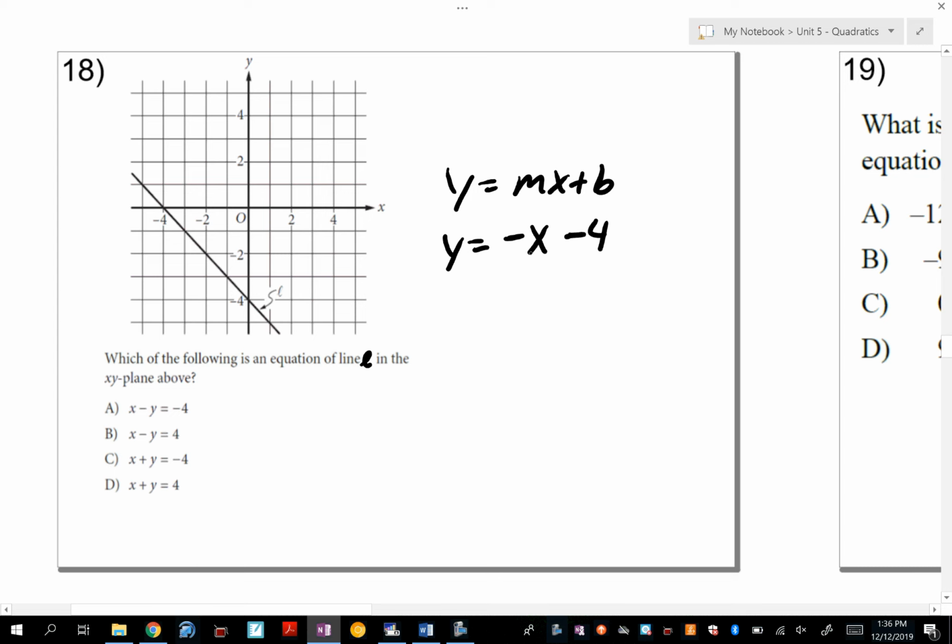But when I look at my answer choices, do you see that as an answer choice? No, it's in standard form. So all you have to do to make standard form is move the -x to the other side, where it becomes a +x. And you'll see the answer then is C.